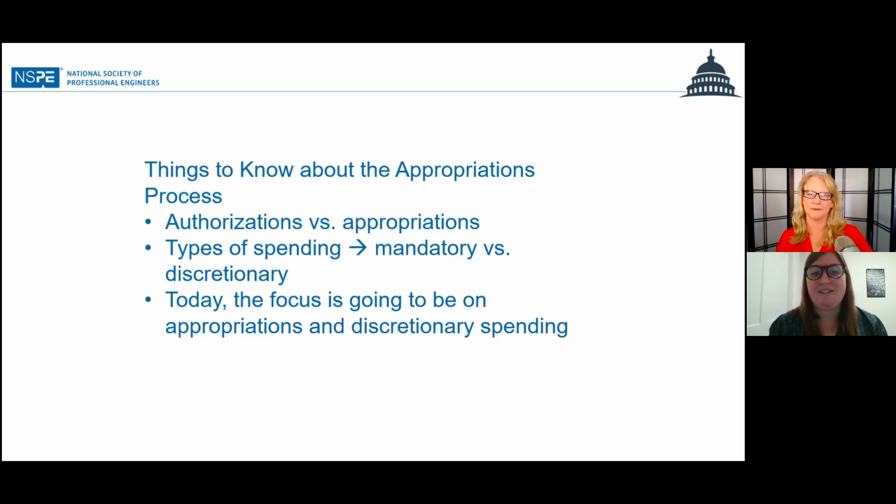And then the second two terms would be the types of spending. There's mandatory spending, and mandatory spending is governed by statutory authority and not set by annual appropriations acts. The second is discretionary spending, and discretionary spending is controlled through the annual appropriations process and includes most defense programs and important non-defense investments. So today we're going to be focusing on the appropriations side of things and discretionary spending.